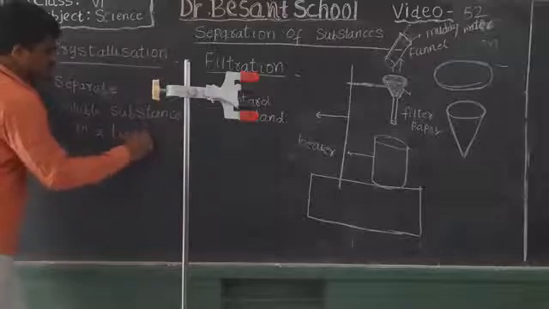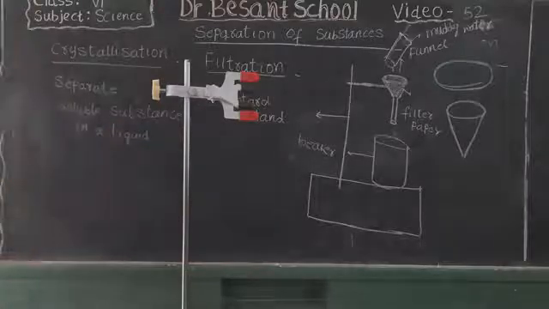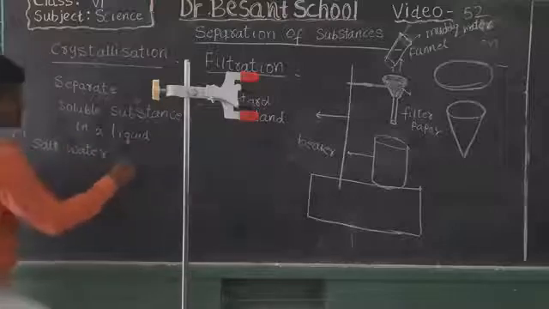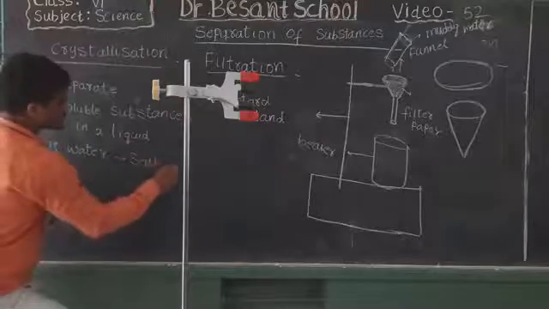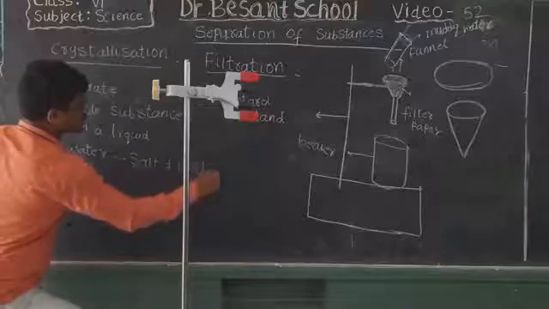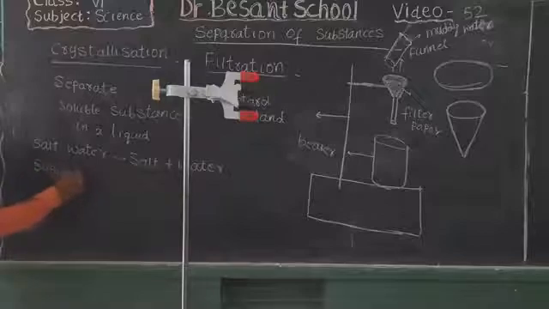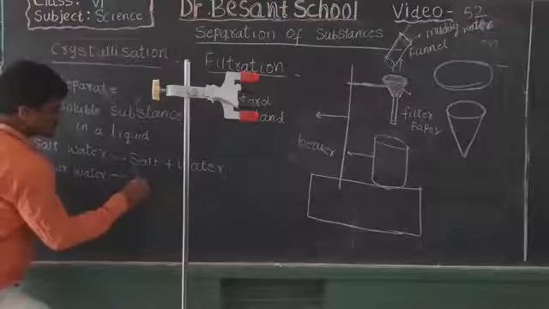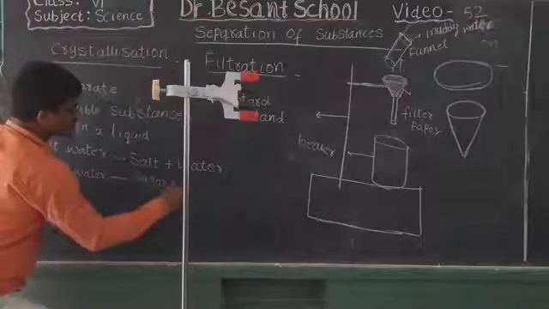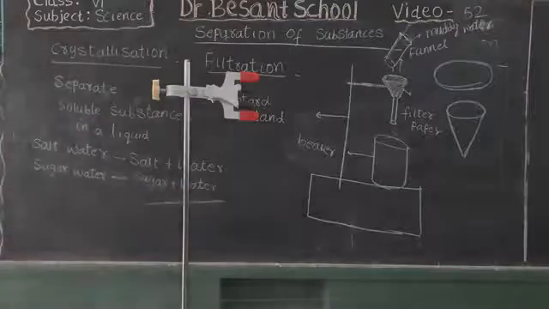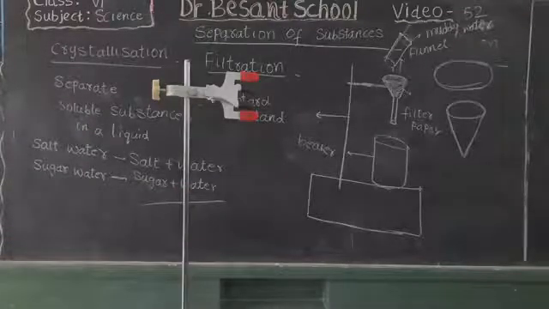To separate salt from salt water, or sugar from sugar water, we can use crystallization. You will get salt and water. We can separate both salt and water, as well as sugar from sugar solution. Also we can separate sugar solution by heating. We can separate sugar as well as water. In this way we can separate salt from salt solution, and sugar from sugar solution, by crystallization.